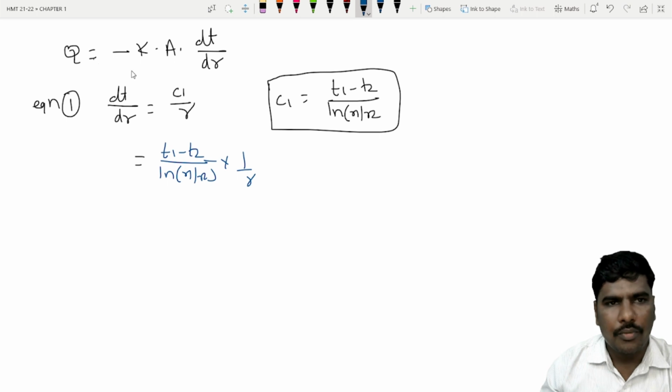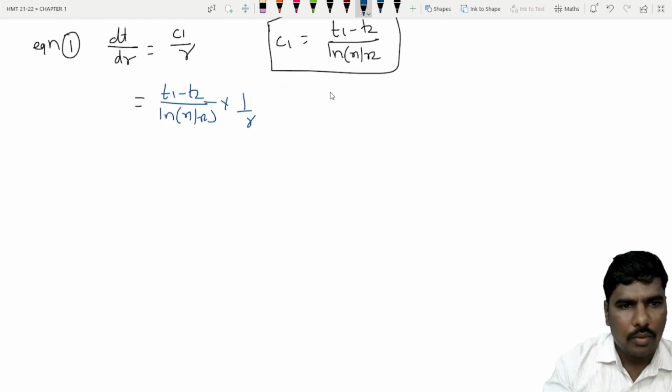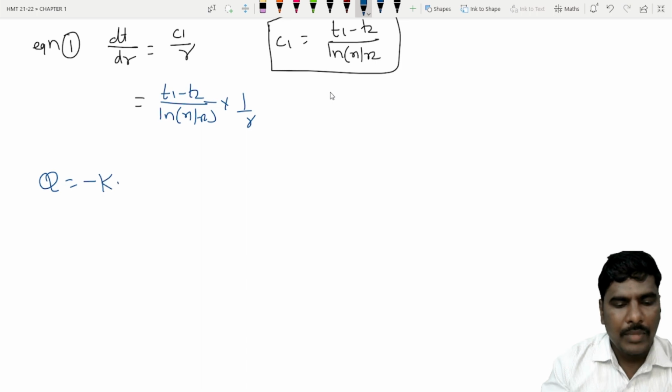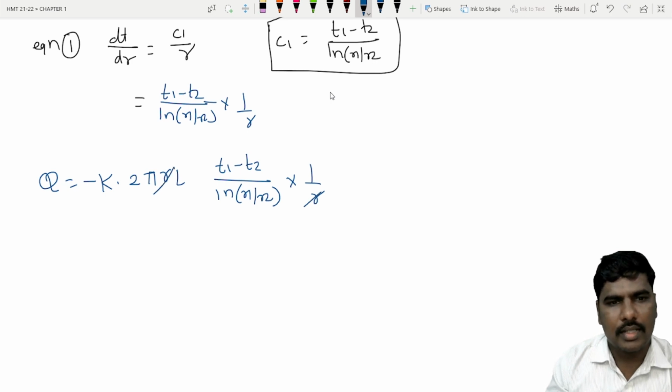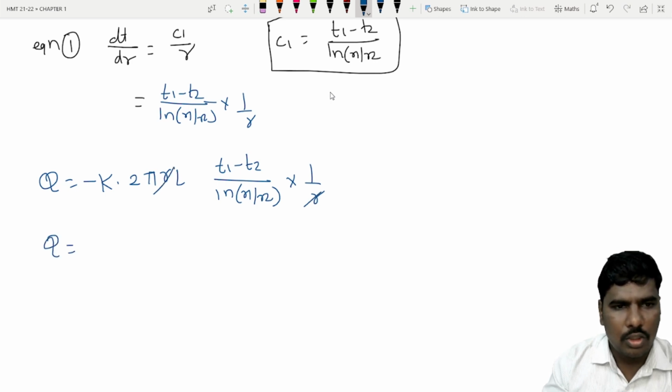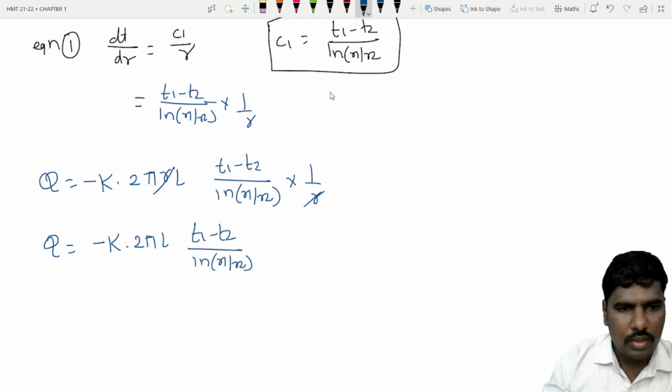Now I am putting it in the Fourier's law equation. So in Fourier's law, Q is equal to minus k into area, and the area is 2 pi r l. And for dT by dr I put T1 minus T2 divided by ln R1 by R2 into 1 upon r. Now this r and this r get cancelled. Now you can write the equation: Q is equal to minus k 2 pi l T1 minus T2 divided by ln R1 by R2. So this is the equation.